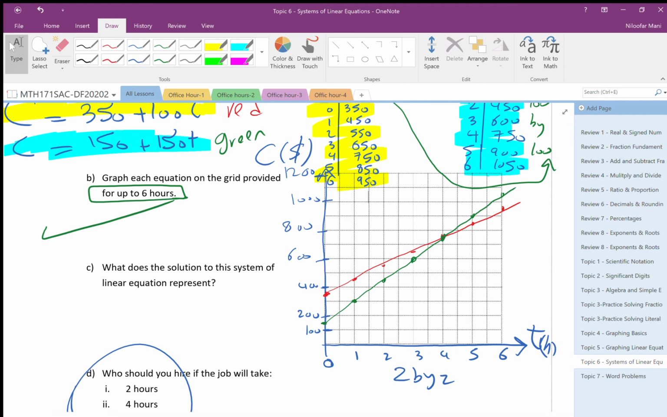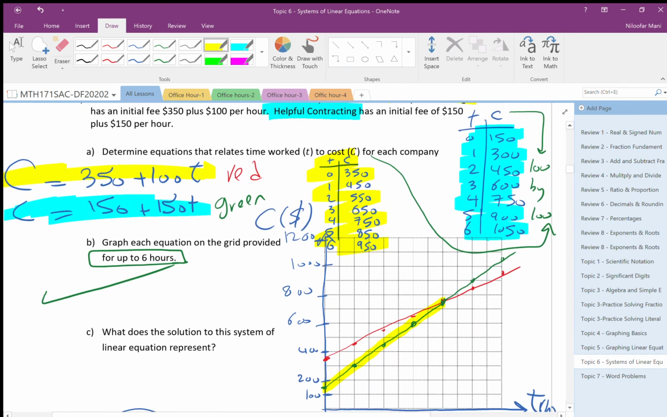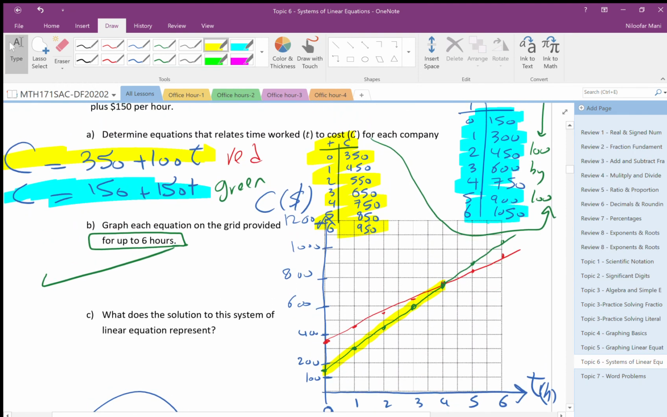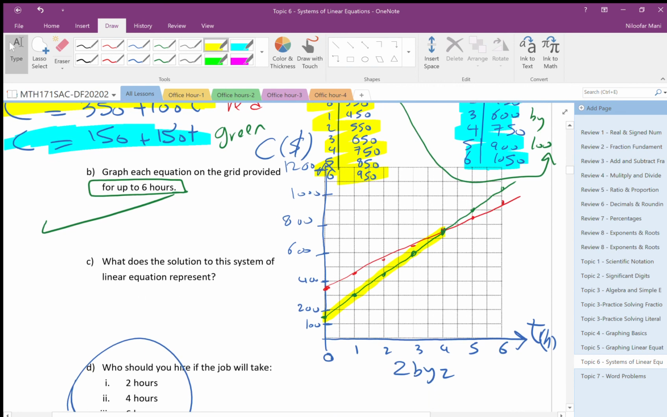So here, I see before 4 hours, the green one is below the yellow one. So it means before 4 hours, the green one, or helpful contracting, is beneficial. Compare for 1 hour I pay 300 to the blue one and 450 to the yellow one. So the blue one is more beneficial. Again, for 2 hours, and for 3 hours, the blue one is more beneficial. For 4 hours, they are both the same.